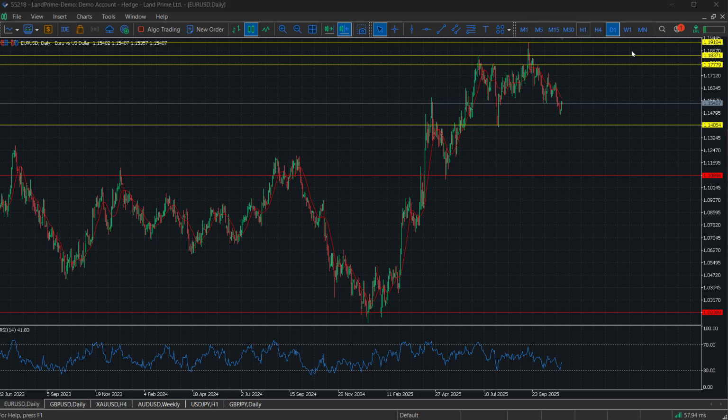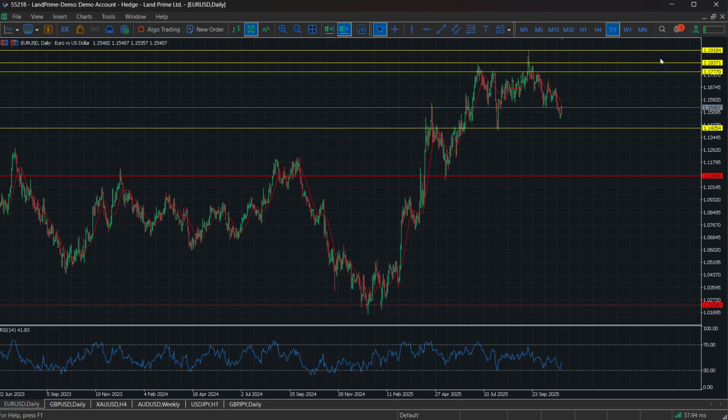I'm going to start as usual with the euro against the American dollar on the daily time frame. Let's start with a potential that we can have here, like a double top pattern, which is a bearish pattern.